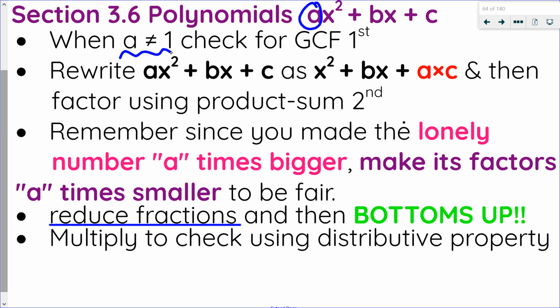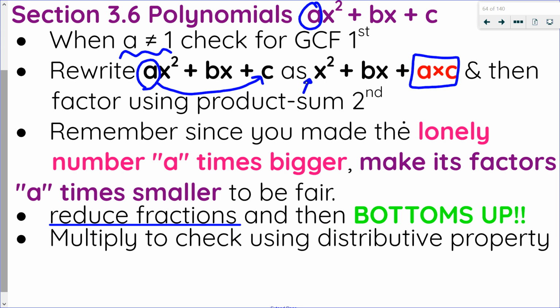Now, the first thing we always check for is greatest common factor. But after we've done that, if we're still left with a polynomial that has a number in front of x squared that isn't 1, we're going to use bottoms up. So bottoms up borrows the method of product sum, since that was such a great method. So instead of having ax squared plus bx plus c, I'm going to move the c and the a together by multiplying. So I'm going to move the a to the end and make my end term, instead of just c, a times c. So then you can see I have no number in front of x squared other than 1, so I can use product sum.